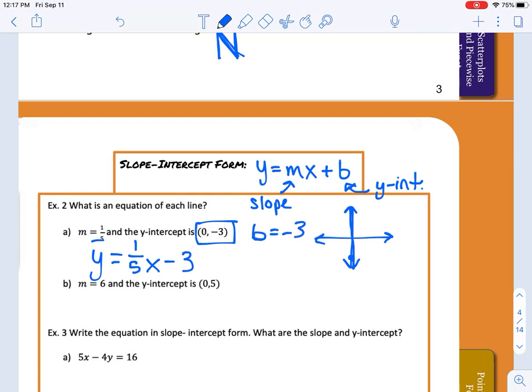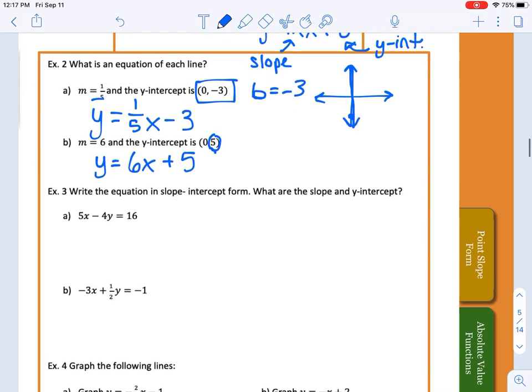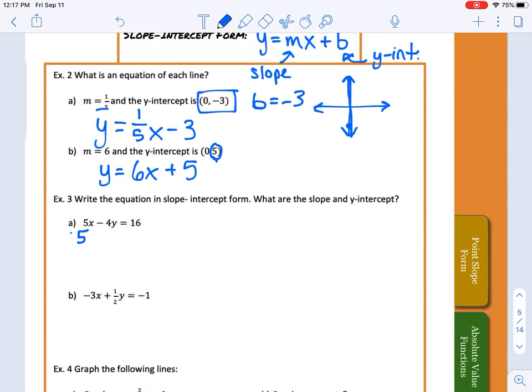Okay? So this next one's very similar. We will have y equals 6x plus 5 from this guy, because this 5 is our y-coordinate, where it crosses the y-intercept. All right, now the next couple, we need to rewrite our equation in slope-intercept form, which we did in our last chapter. Basically, all you have to do is solve for y.